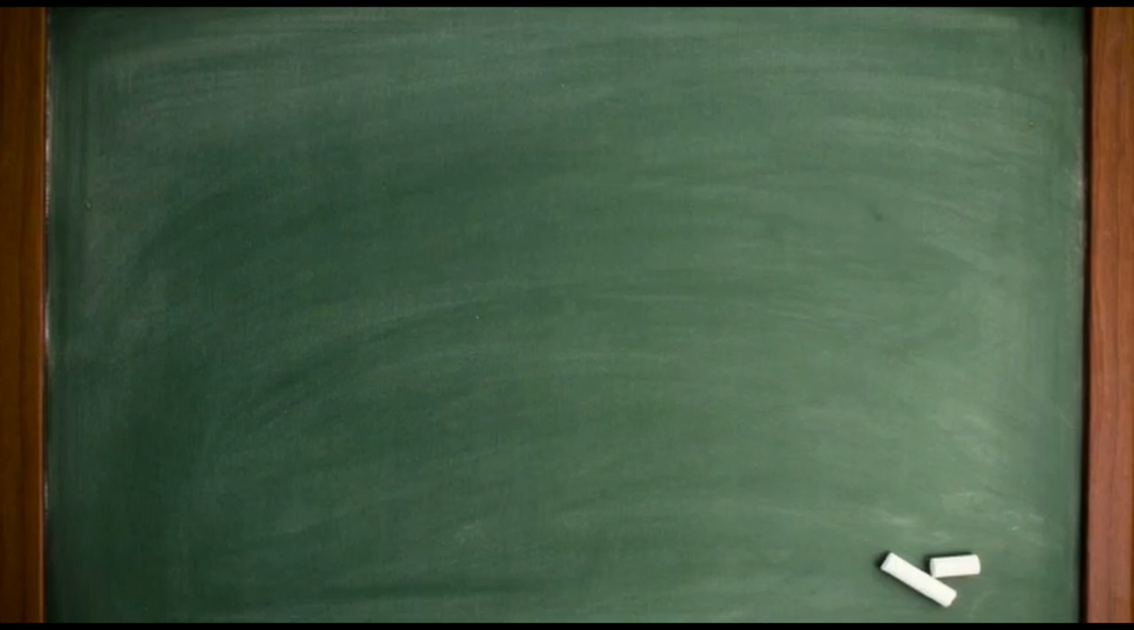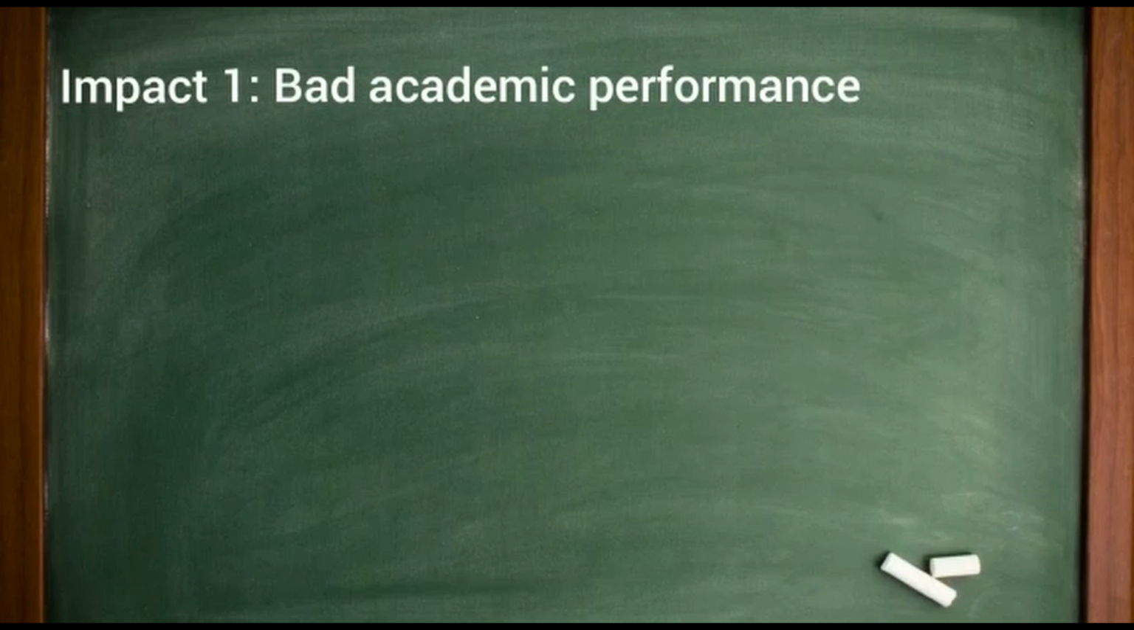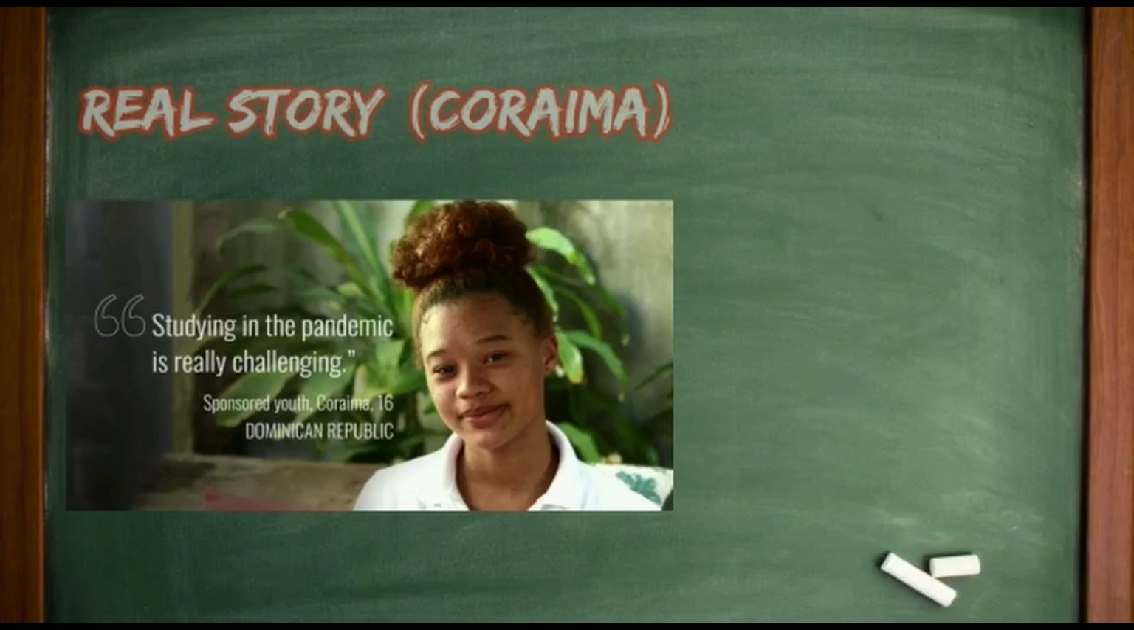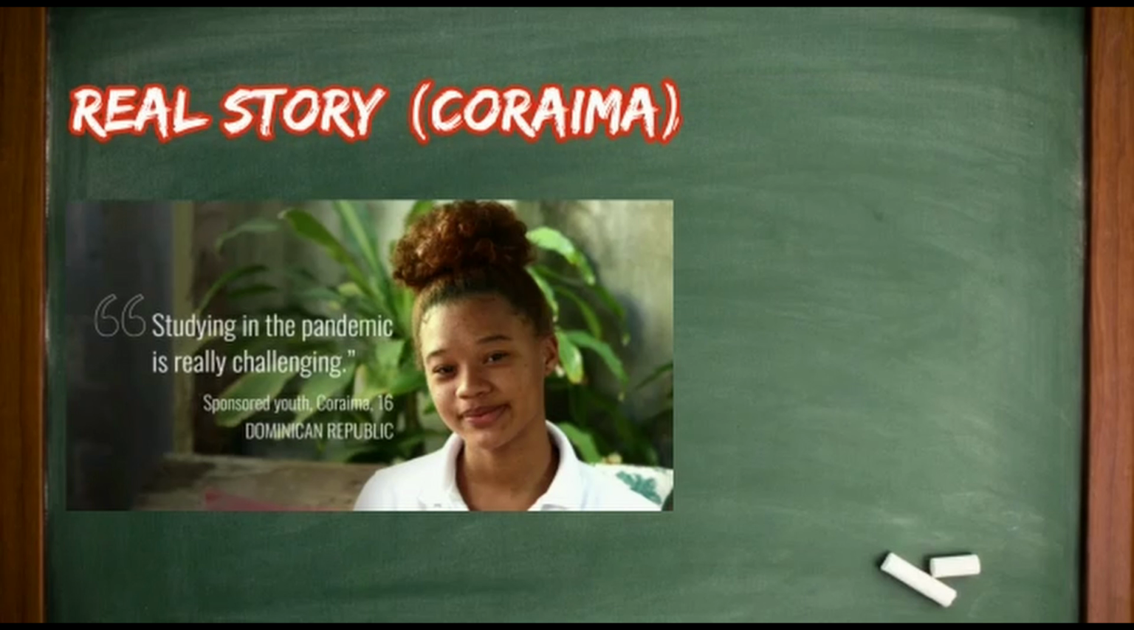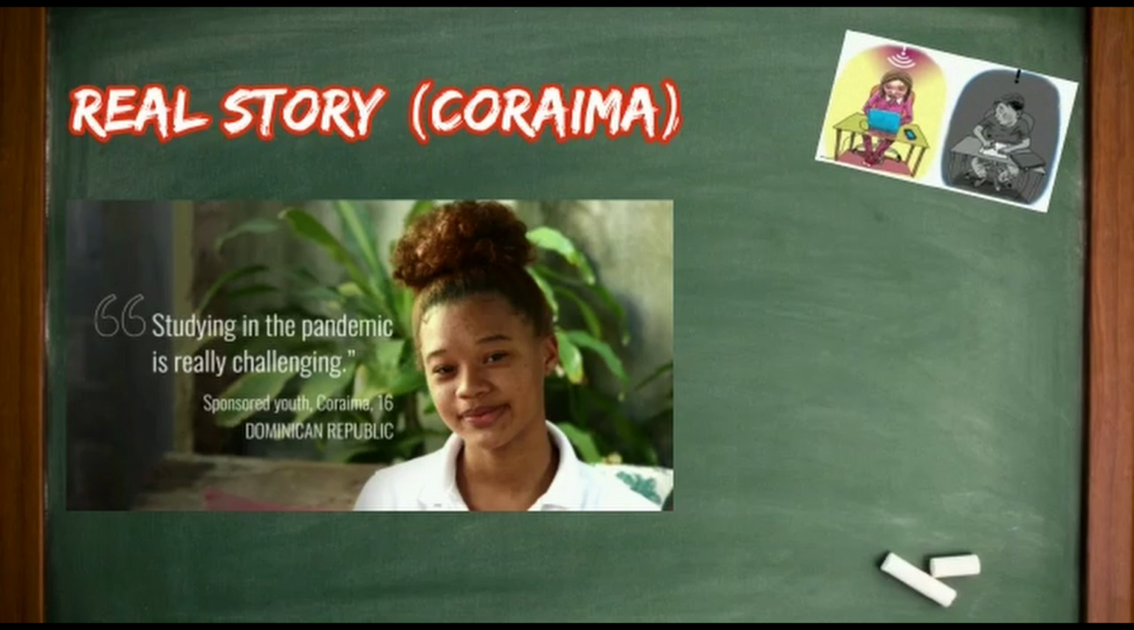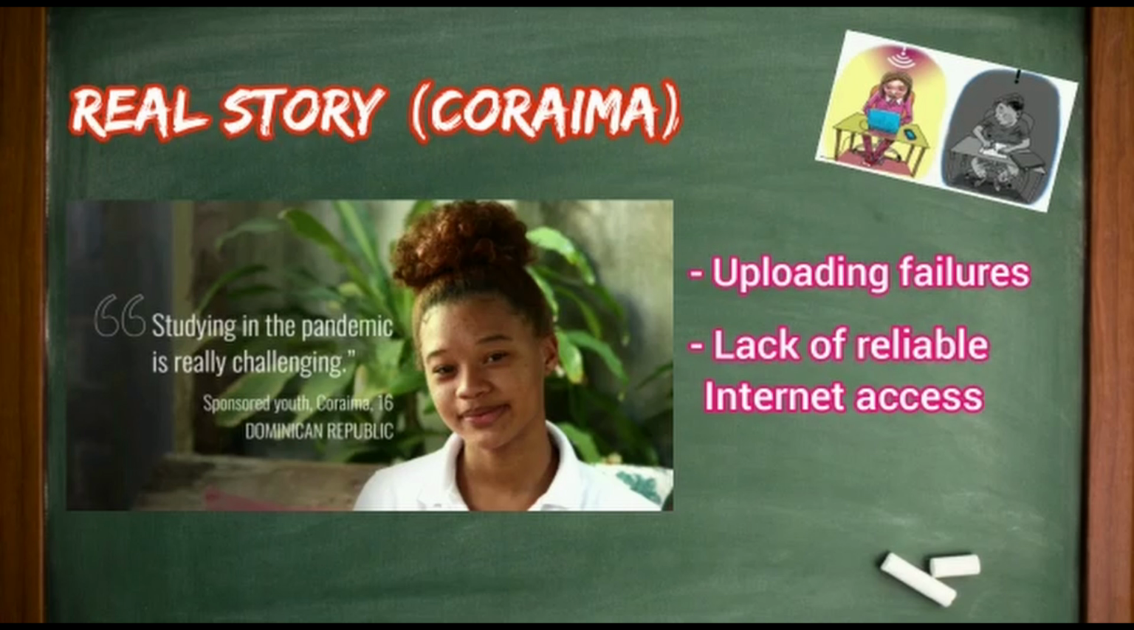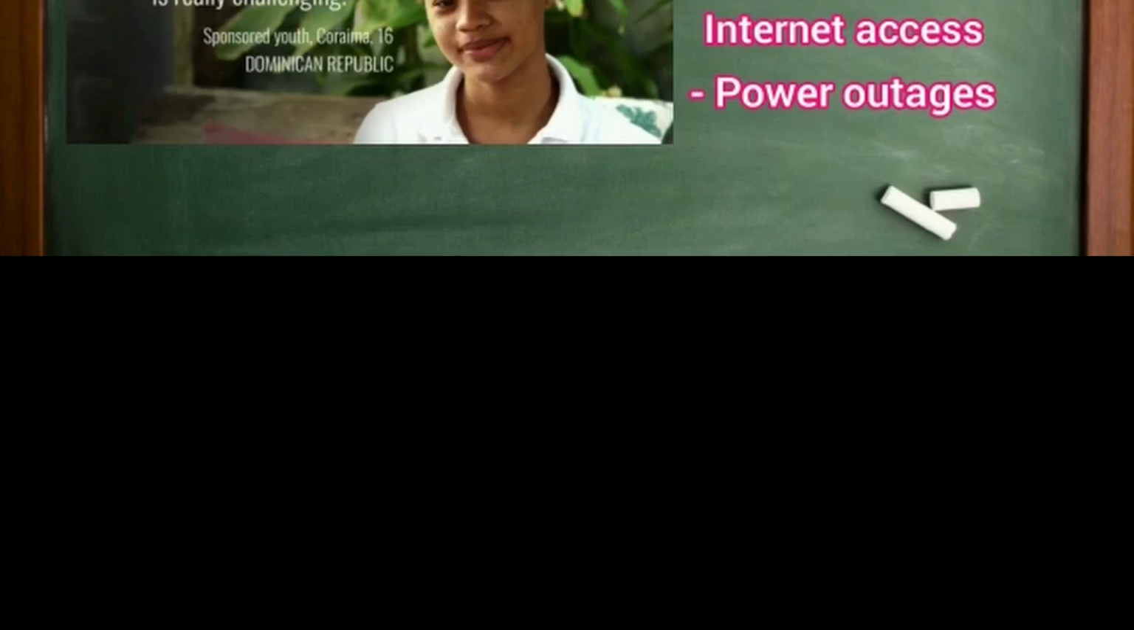Unquestionably, such a gap may result in bad academic performance in the short run. Take Koimer as a stark example. She is a 16-year-old high school student in the Dominican Republic, who was forced to have online lessons during the pandemic. However, unlike us, she often suffered from internet problems, such as uploading failures, lack of reliable internet access, and even power outages. Most of the time, she was not able to submit her work punctually.